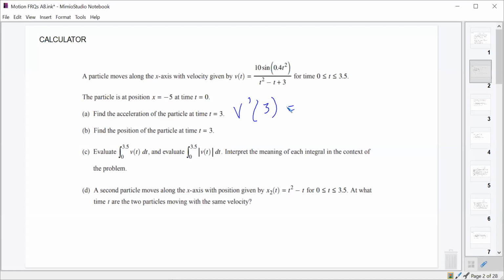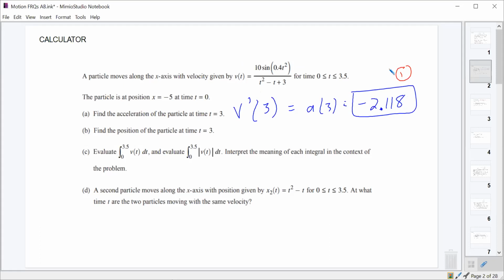And because this is a calculator question, you will literally just use the function on your calculator. You'll write v prime of 3 equals, and then you'll use your calculator to approximate this. And it should come out to be -2.118. And that is it for part A. A whole amazing 1 point there.